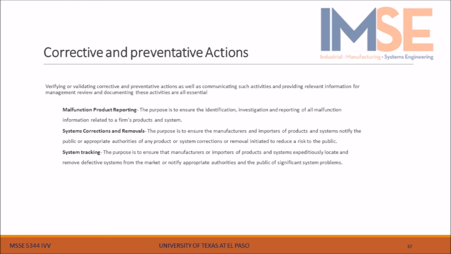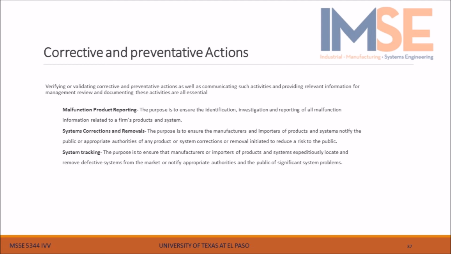Corrective and preventive actions. Verifying or validating corrective and preventive actions, as well as communicating such activities and providing relevant information for management review and documenting those activities are all essential. Malfunction product reporting: the purpose is to ensure the identification, investigation, and reporting of all malfunction information related to a firm's products and system. System corrective actions and removals.